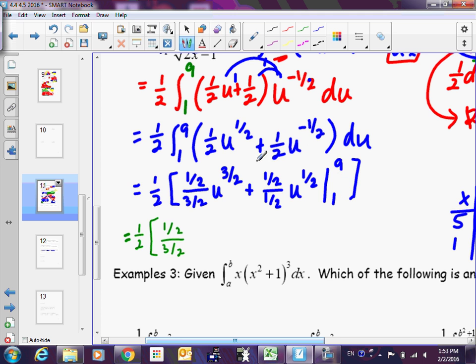Which of these two numbers am I going to plug in for u first? The top number, 9. I'm combining a lot of things in this one problem, and it really doesn't get worse than this, if that makes anybody feel better. Okay, after you plug in the top number, what symbol are you going to put next? Minus, parenthesis. Now we plug in the lower bound. So now we're going to plug 1 in for u.